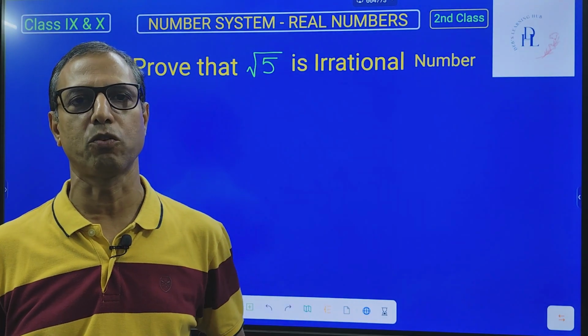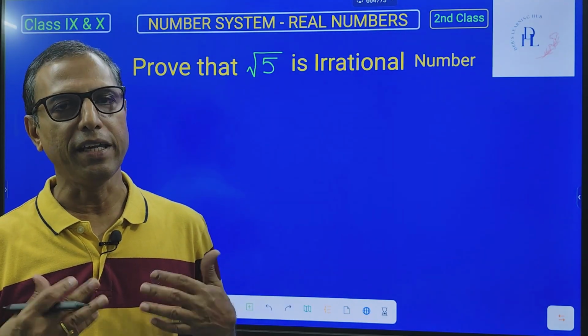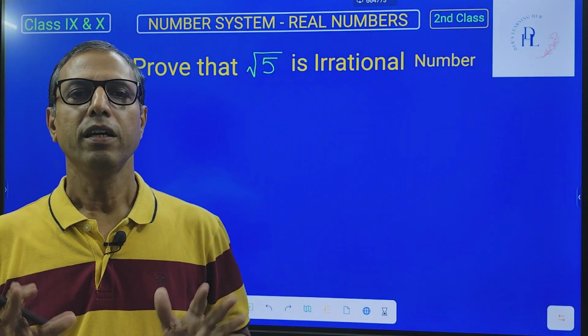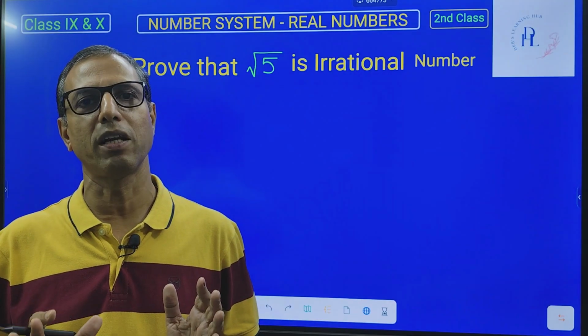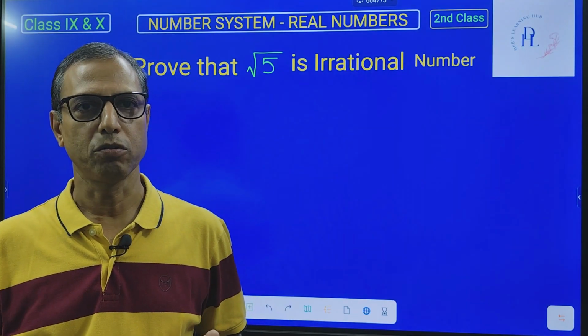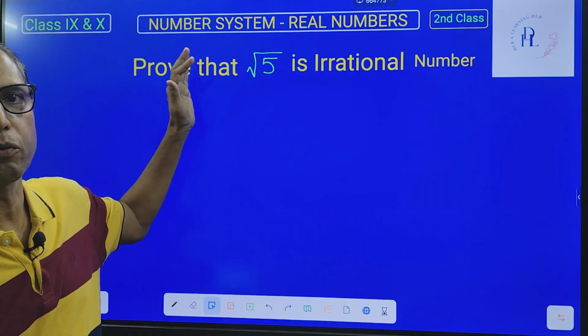It could be root 5, it could be root 2, it could be root 3. Any kind of proof could be given. It's a very important question for both your CBSE and ICSE board exam as well as in your class exam too. Most of the times this question comes.